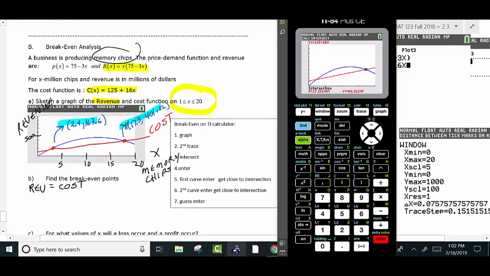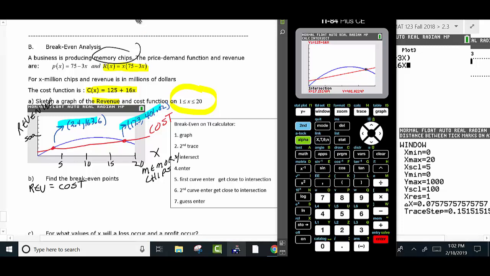Now what does a break-even point mean? Do you guys know that? Intersection. It means the revenue and the cost are what? The same. Are you making any money? Are you making any profit? No. Are you losing money? No. So a break-even point just means you aren't gaining money or losing money either way.